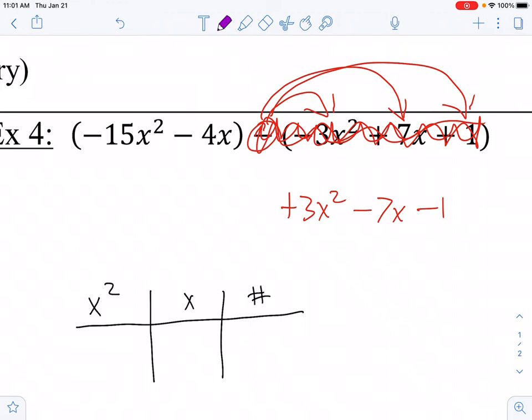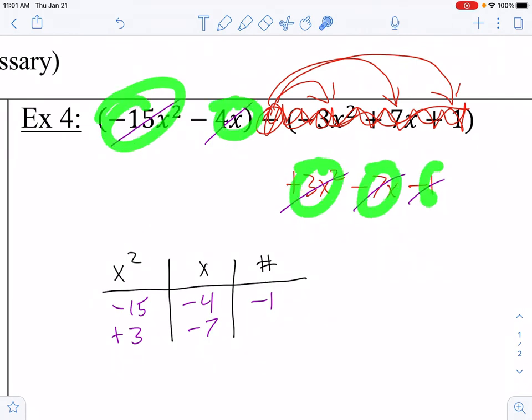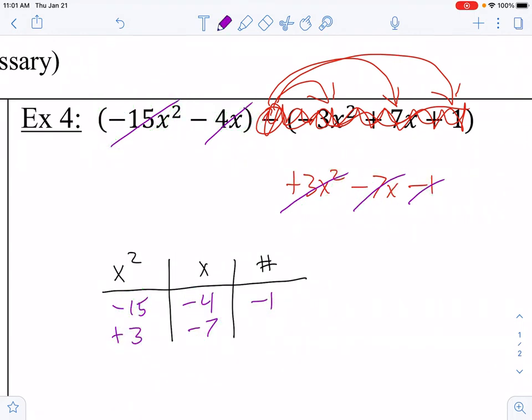So I have, remember, I can't forget about this group up here. So I have negative 15 x to the seconds. So I'm going to put a negative 15. I have negative 4 x's. I have positive 3 x to the seconds, negative 7 x's, and a negative 1. So I've taken all my numbers. I had 5 terms: 1, 2, 3, 4, 5. And I have 5 numbers in my chart. So I didn't miss anybody.